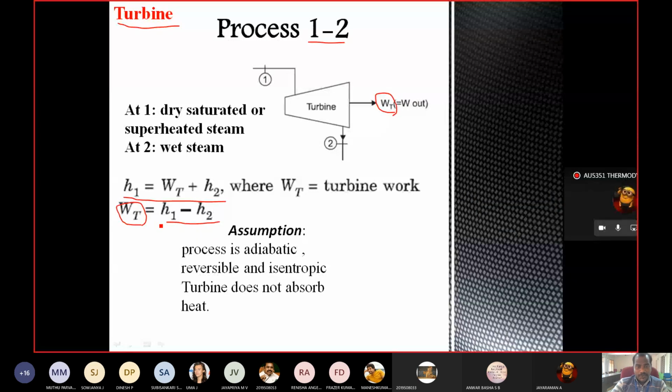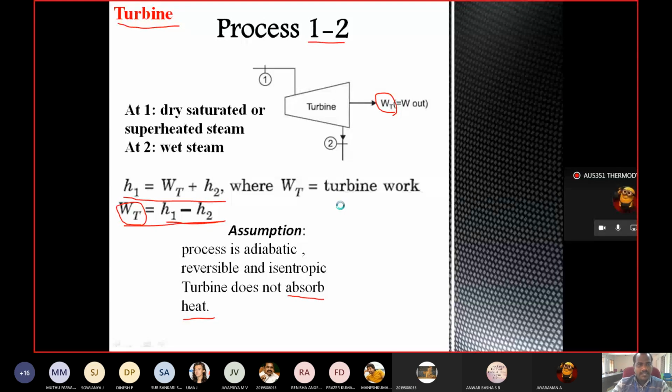So here are some assumptions made. The process is adiabatic, reversible and isentropic; the turbine does not absorb heat. So we have to assume this turbine won't absorb heat, then only we can get this equation, right? Normally the people who manufacture these turbines design them like this. This turbine won't absorb any heat to produce power. Then we can move to the next component.